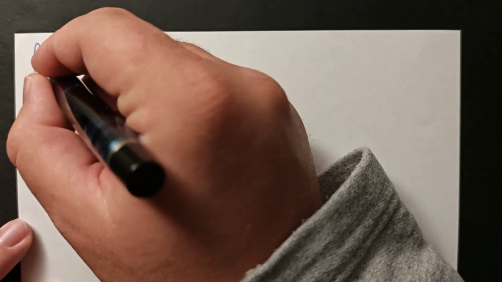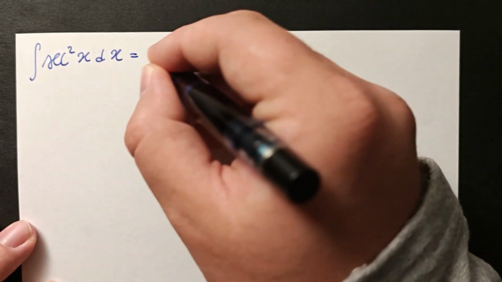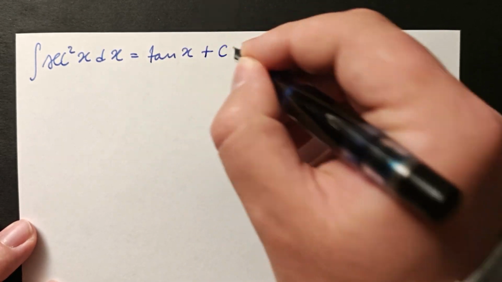I want to show you some more trig integrals, and I will give them in a table. So the integral of secant squared of x dx is tan of x plus c.